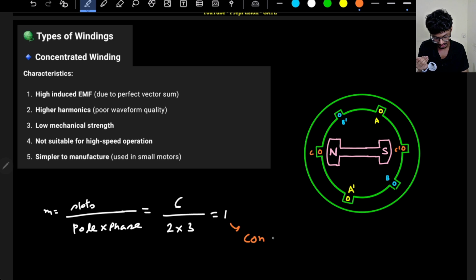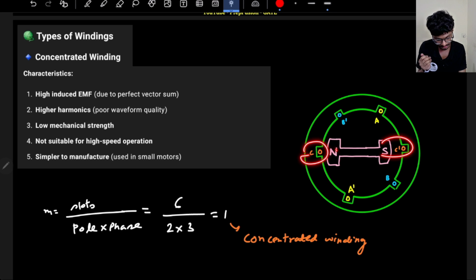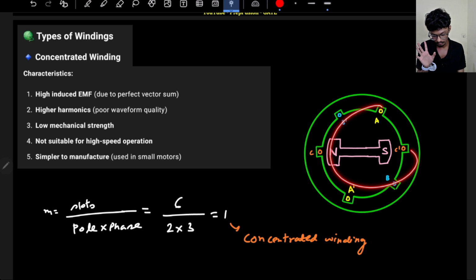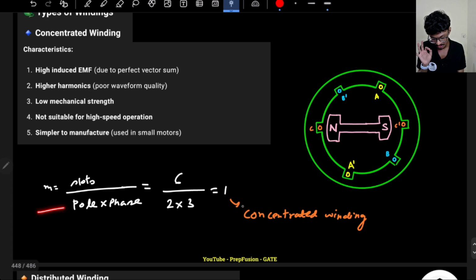What does concentrated winding physically mean? It basically means that each phase will get the north and south poles at a time, once. Physically, that is what it means. So when M is equal to 1, it means it is concentrated winding.